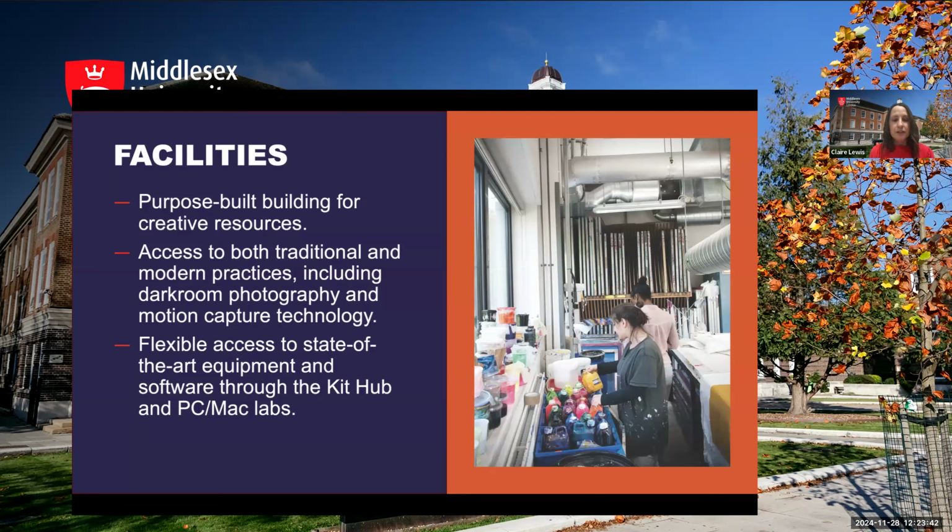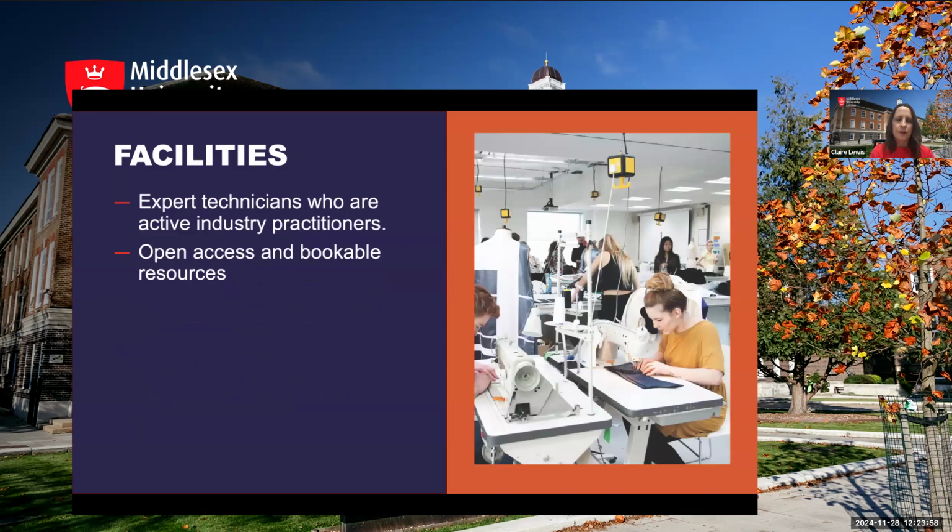They're also very lucky in the sense that they have access to equipment hire. So we have something called a kit hub at Middlesex, which means that students, if they need to borrow a camera, then they can. And that just really levels the playing field in terms of making sure that no one's discriminated against and everyone gets the opportunity for a good education that they deserve.